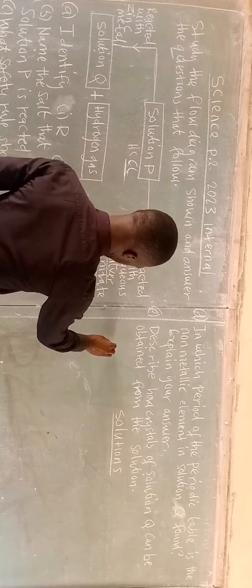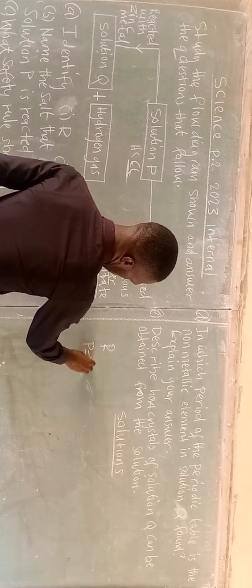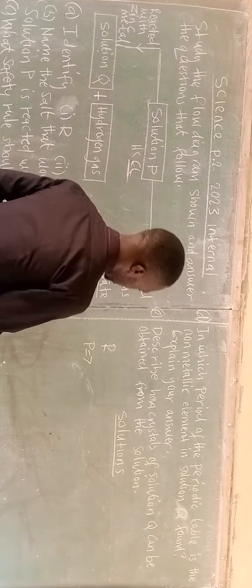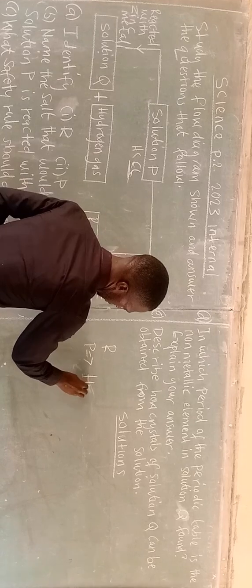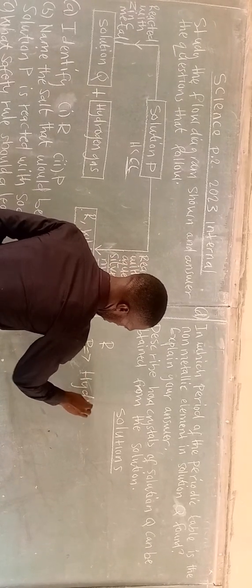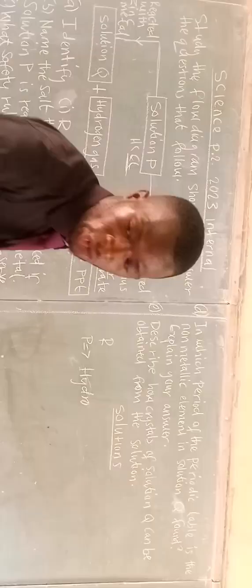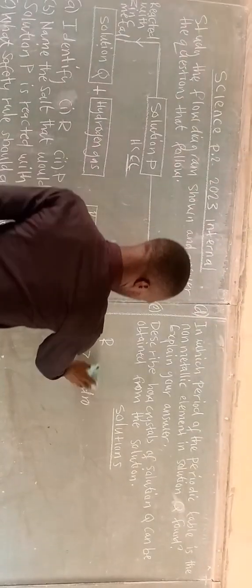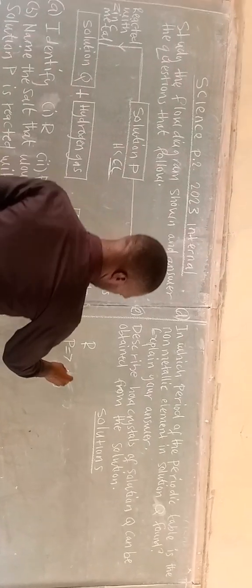So we have been asked to identify R and P. P, we can say, is hydrochloric acid. And since they have said the solution, meaning it was diluted, we can say dilute hydrochloric acid.